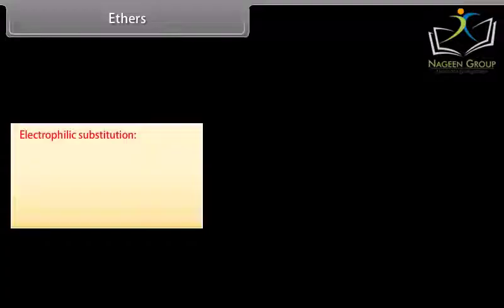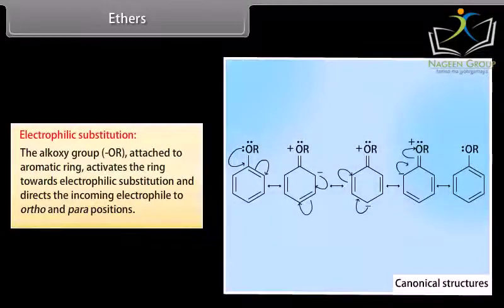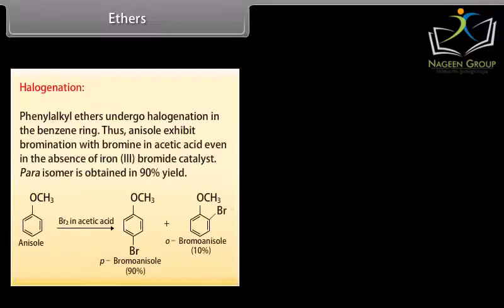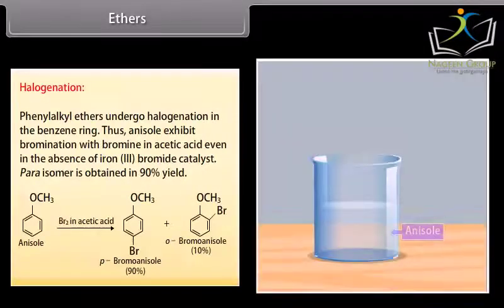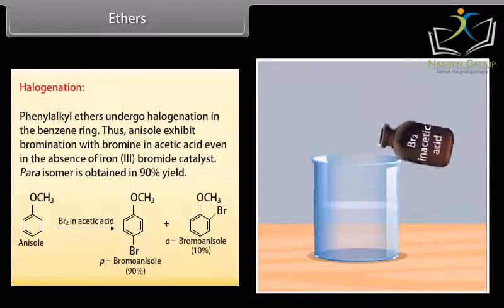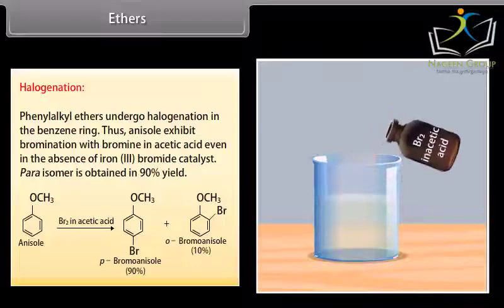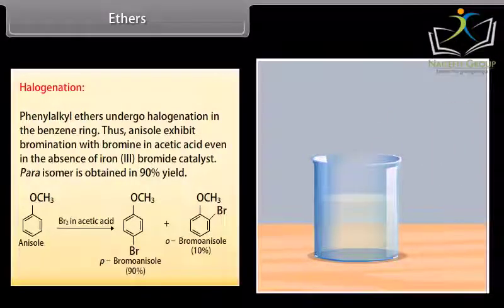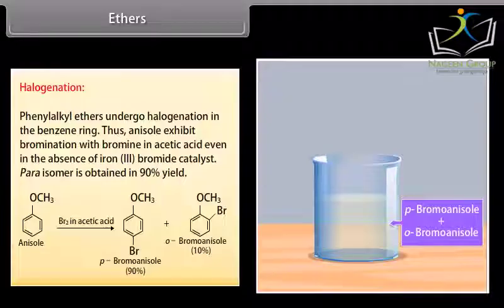Electrophilic substitution. The alkoxy group attached to the aromatic ring activates the ring towards electrophilic substitution and directs the incoming electrophile to ortho and para positions. Halogenation. Phenylalkyl ethers undergo halogenation in the benzene ring. Thus, anisole exhibits bromination with bromine in acetic acid even in the absence of iron(III) bromide catalyst. Para isomer is obtained in 90% yield.